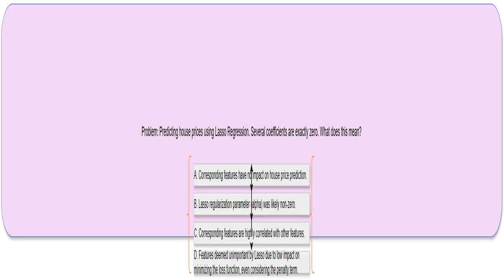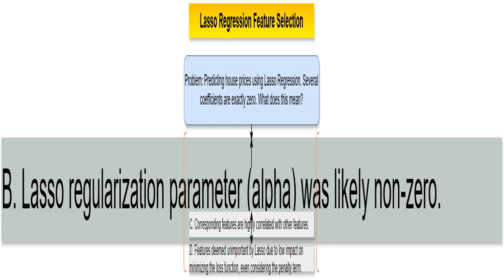We have lots of information about houses: size, location, etc. And Lasso will help us decide which pieces of information are most important for accurate price prediction. This is a key concept. The alpha is like a dial that controls how strongly Lasso pushes those less important feature values towards zero. A higher alpha means a stronger push, leading to more features being deemed unimportant.